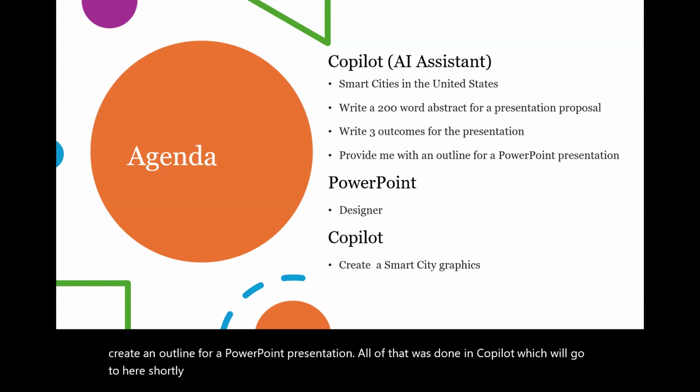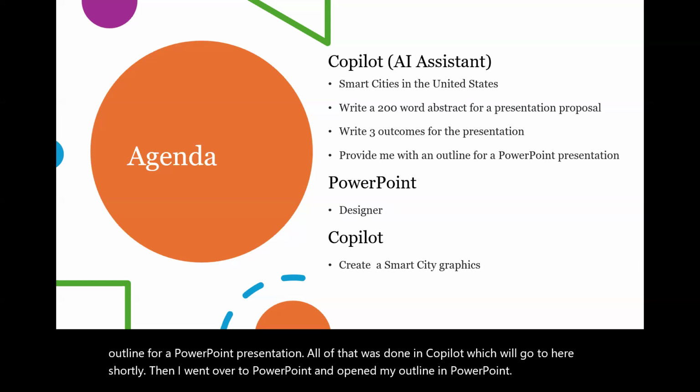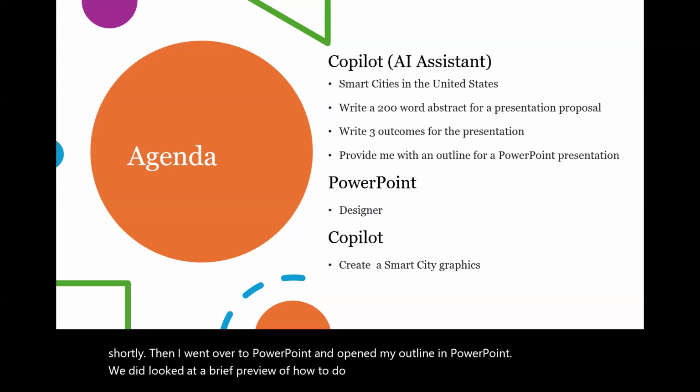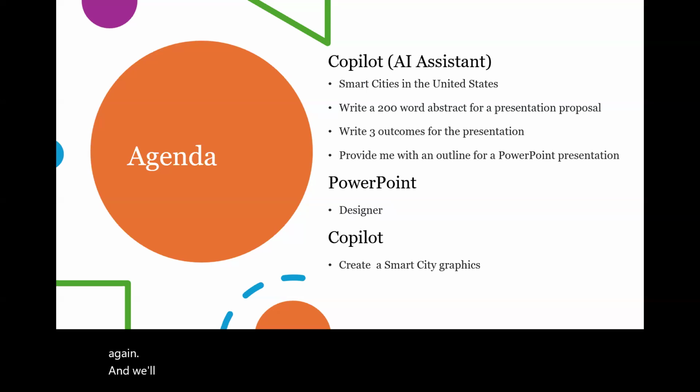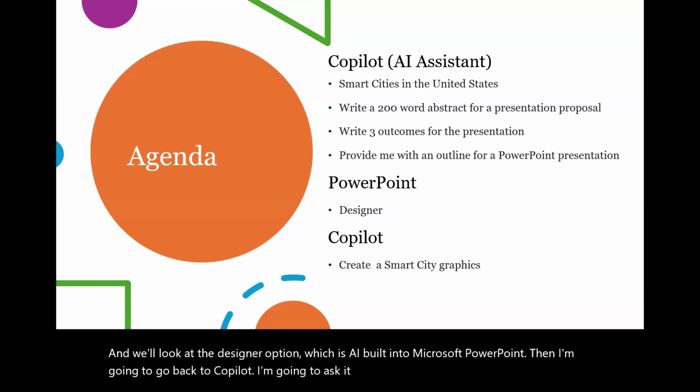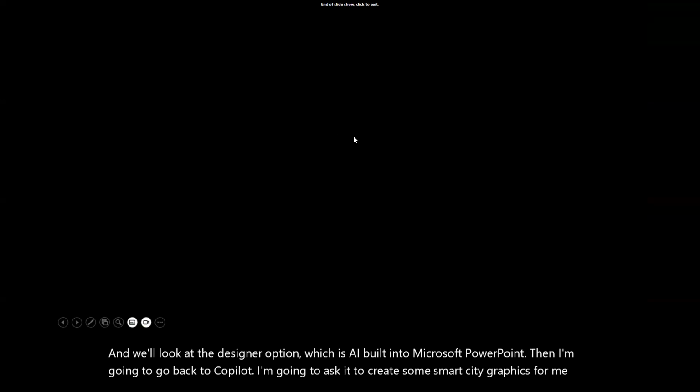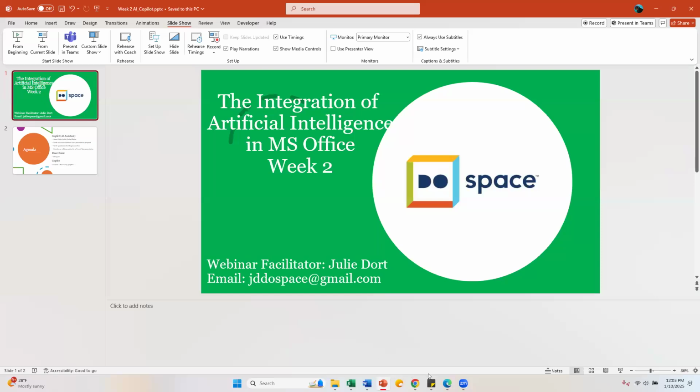Then I went over to PowerPoint and opened my outline in PowerPoint. We looked at a brief preview of how to do that last week. We'll go ahead and look at it again. And we'll look at the designer option, which is AI built into Microsoft PowerPoint. Then I'm going to go back to Copilot. I'm going to ask it to create some smart city graphics for me. So I'm just going to go ahead. I have a couple of files already open here.